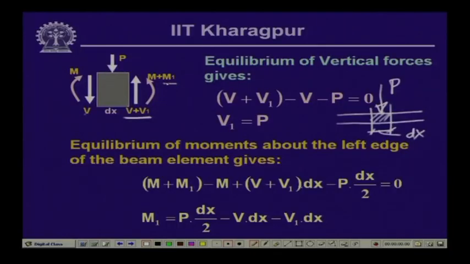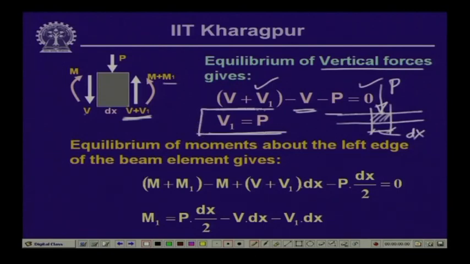So, on the left hand side we have the shear as V, and on the right hand side we have V plus V1, V1 being a finite value which gives us the change due to the concentrated load, and so is the case with the moment M1. Now, if we take the equilibrium of the vertical forces, then V plus V1, which is acting in the upward direction, minus V, which is acting in the downward direction, minus P, again acting in the downward direction, equals 0. So, this gives us that V1 is equal to P.